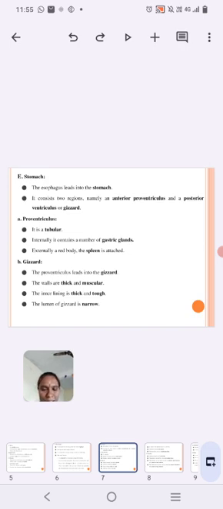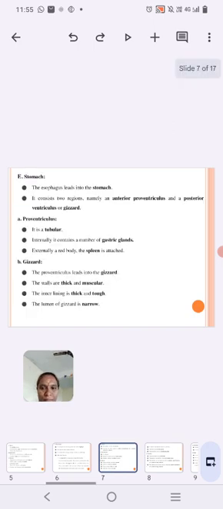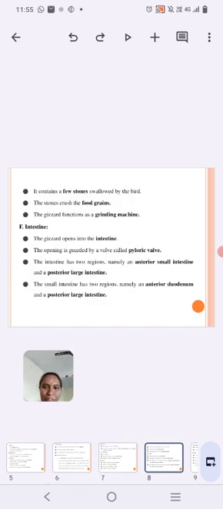The second one is the gizzard. The proventriculus leads into the gizzard. That means the anterior part of the stomach extends and leads into the gizzard region. The walls are thick and muscular. The inner lining is thick and tough. The lumen of the gizzard is narrow. The gizzard contains a few stones. Some birds swallow stones. The function of the gizzard is like a grinding machine.